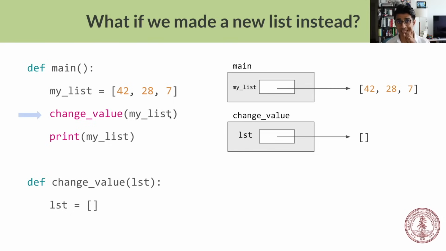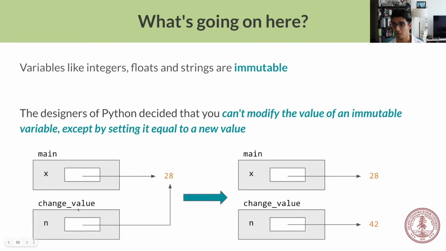So the key distinction was that rather than appending, we made a new list over here. In fact, this program is a lot more like the first program I showed you with the integers, where we're changing the value of the list rather than modifying the list that already exists. Okay, so what exactly is going on over here?